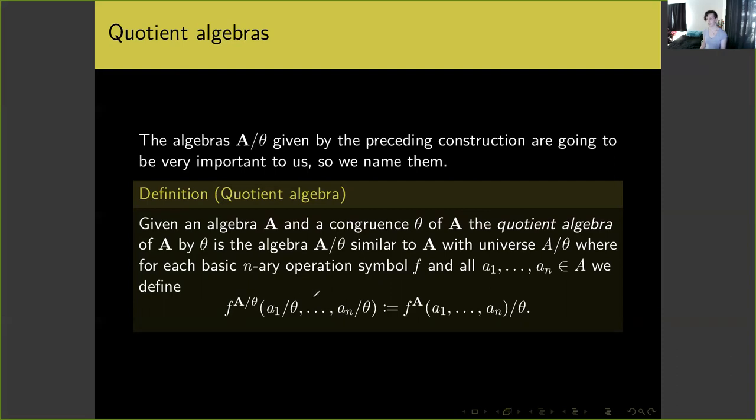And now, a priori, this value on the right-hand side could depend on the AI, on the choice of representatives AI for these equivalence classes because these equivalence classes can be written with other representatives. However, because theta is a congruence, not just some equivalence relation, being a congruence gives us precisely that this is a well-defined operation, regardless of which representatives we choose for our equivalence classes that we plug into F in the quotient algebra A mod theta.